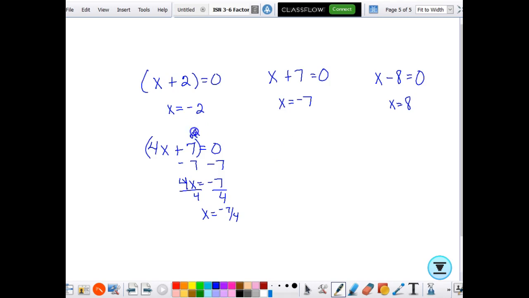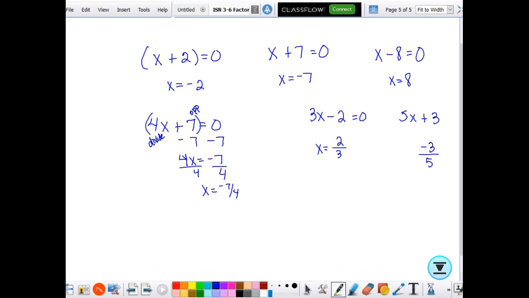But there's a pattern here. It's the opposite sign of this, opposite -7, that's a +7, divided by the number in front of the x, the coefficient. So if you have 3x minus 2, the opposite of -2 is +2 divided by 3. If you had 5x plus 3, the opposite of +3 is -3 divided by 5. It's just a little pattern. And if you still want to do it the other way, that's fine. If you're kind of weak at math, you might want to do that. Those of you that are a little stronger at math that can see patterns, you could probably do it this way.